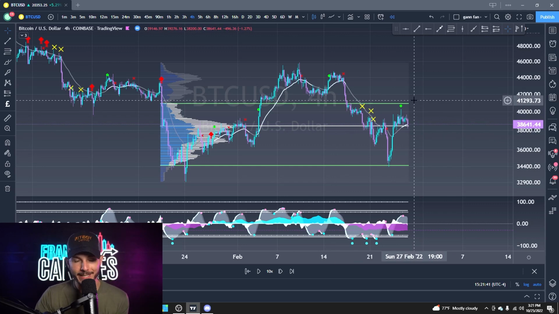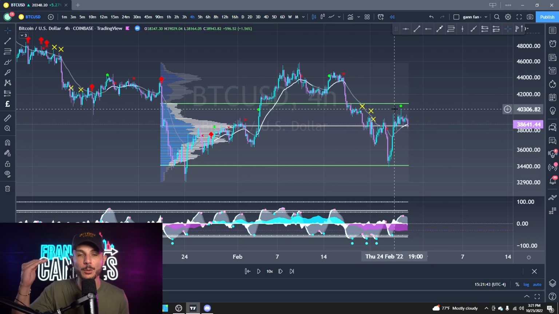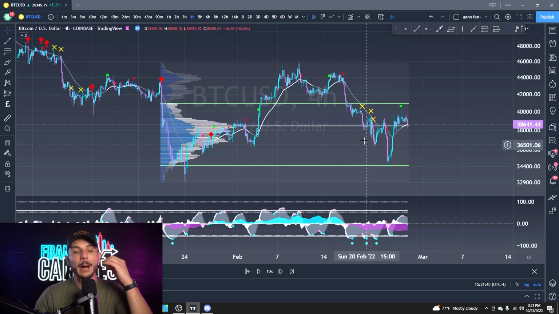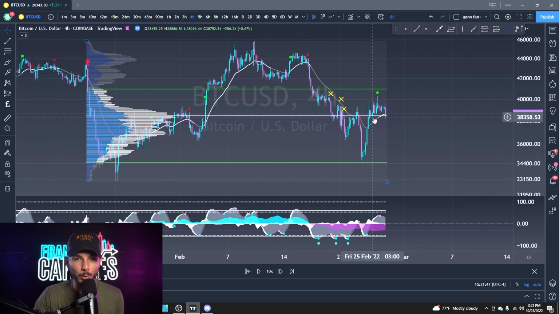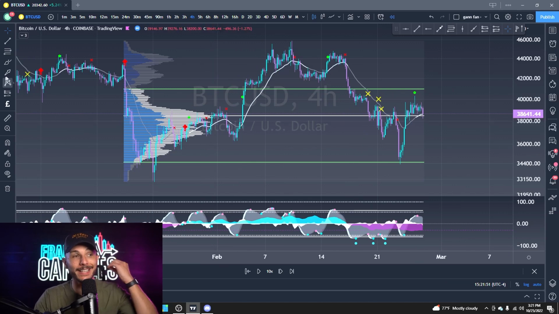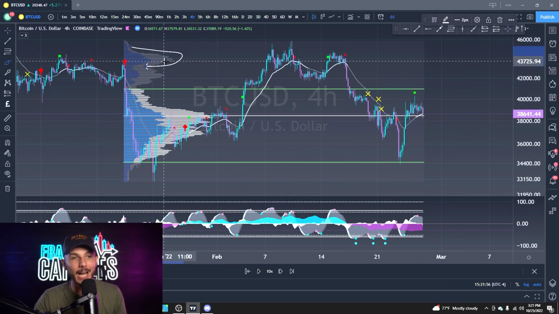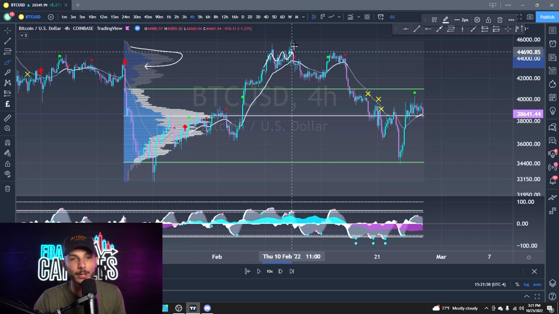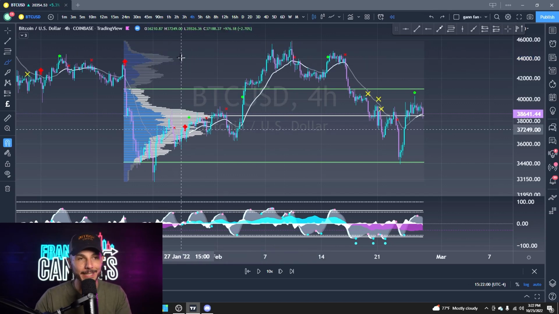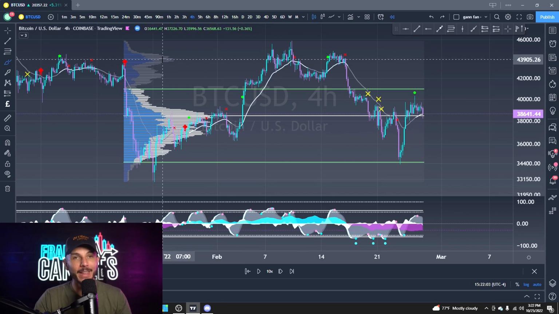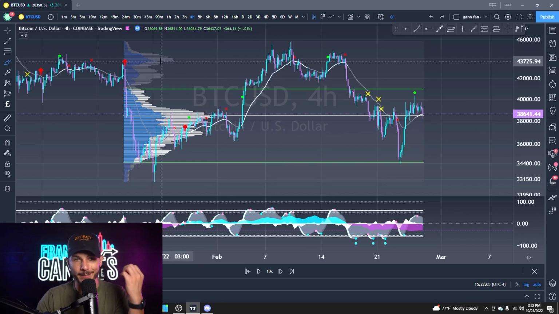Now, I do just want to take the time to show you guys, not only can you use the point of control as a target, but because of the nature of volume profiles, you can also use the value area high as a target, as well as, like I was saying before, just using your volume, seeing that high volume node and seeing that price has stuck to these levels up here, you can expect that to be a level of resistance, and it could be a good level to take some profit.